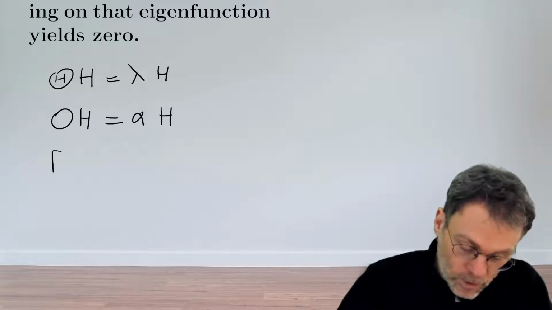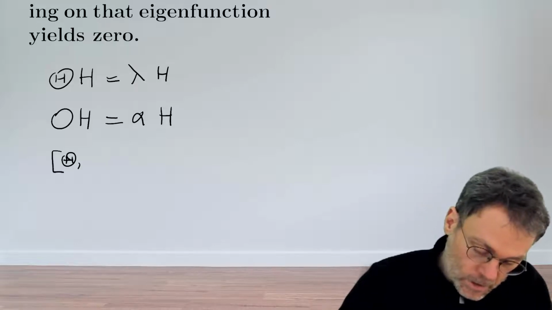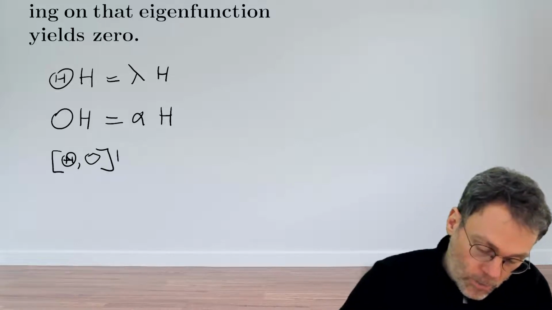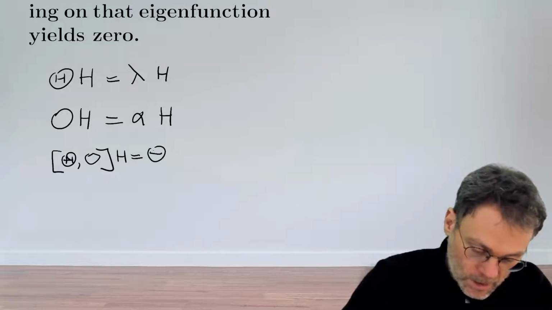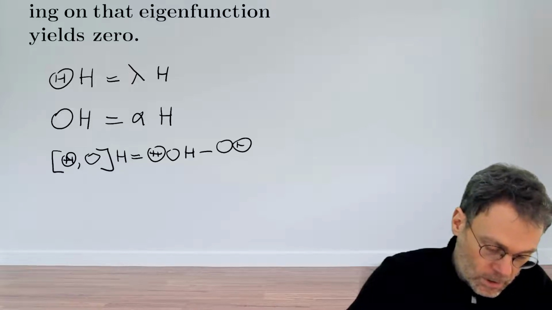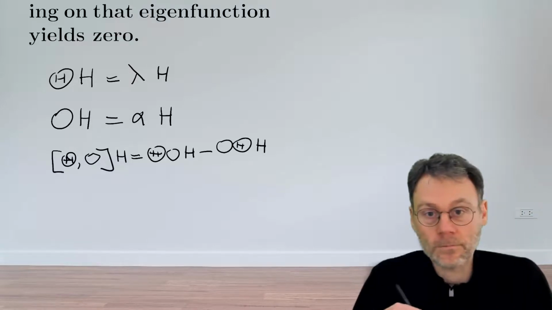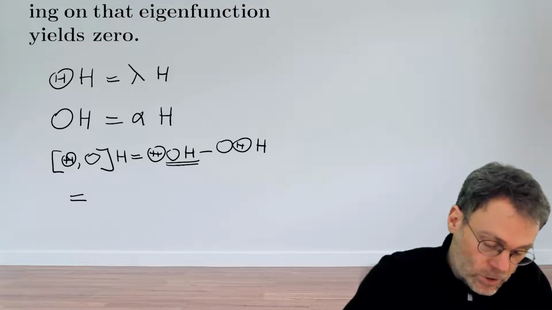Let's now have our commutator operating upon h. So the commutator of theta and O operating upon h. It basically means that we have theta O h minus O theta h. And now it's very simple. Let's just focus here on the first step.